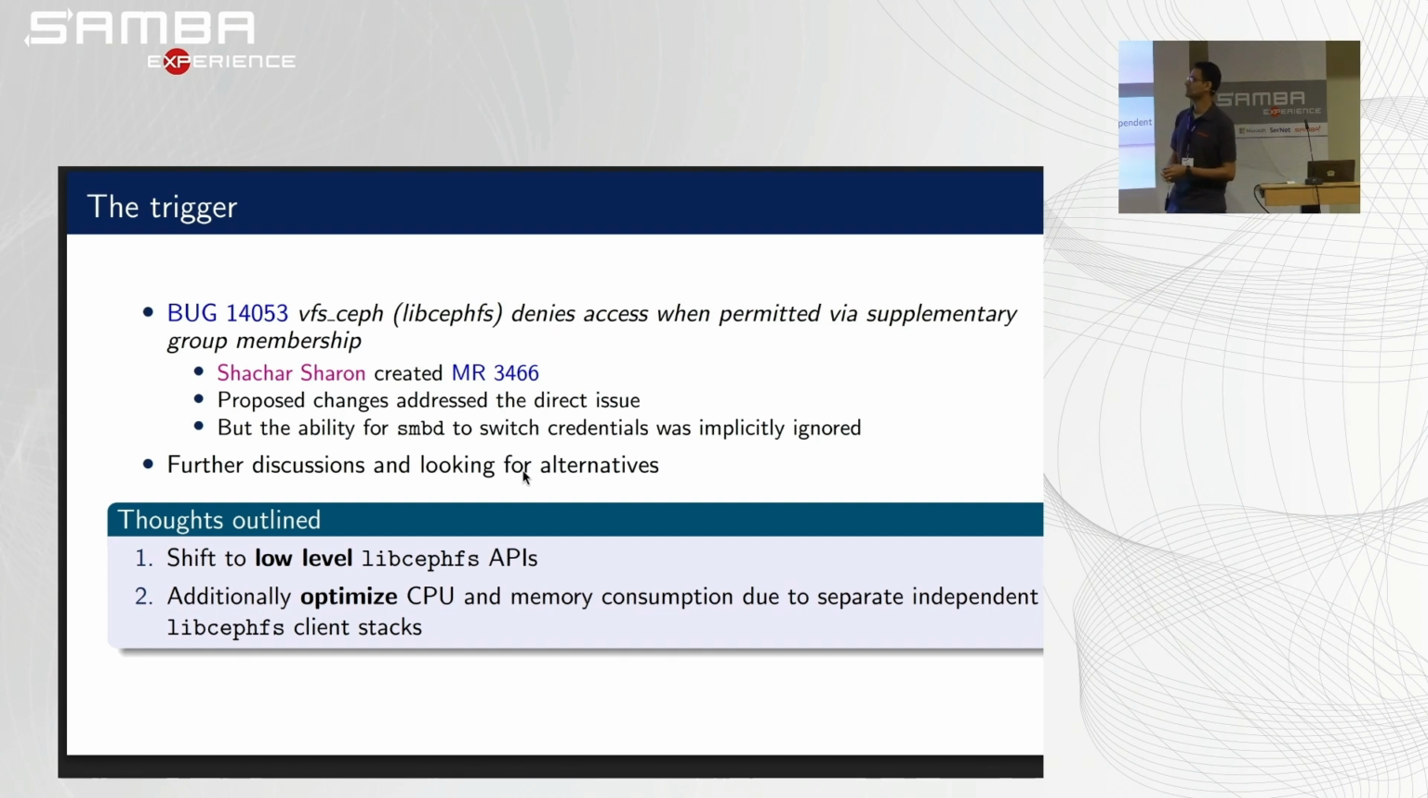And we had a long discussion on that particular merge request, especially with David. And these were the two suggestions that we came up with. Why don't we shift to low-level libcephfs APIs? Because these low-level APIs have an additional parameter to specify the permissions itself. It can contain supplementary groups also. I'll talk about it in one of the upcoming slides.